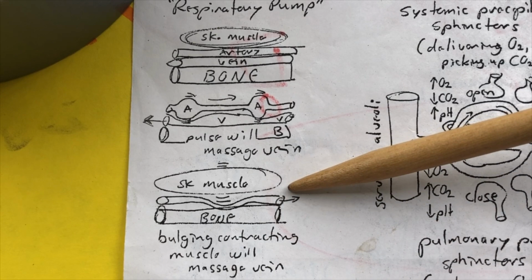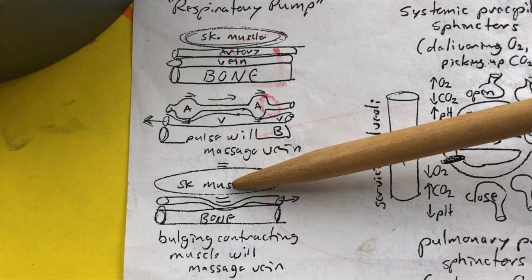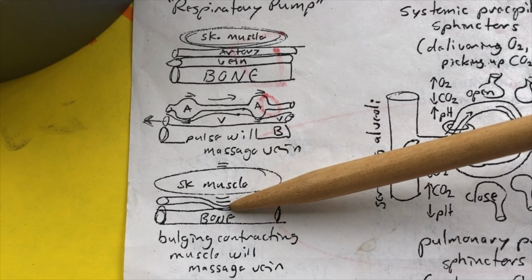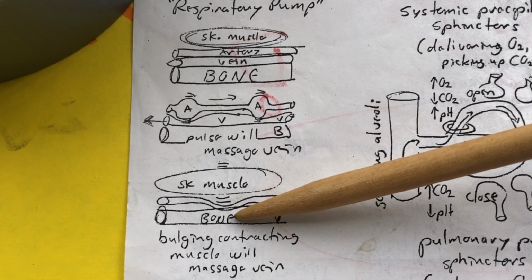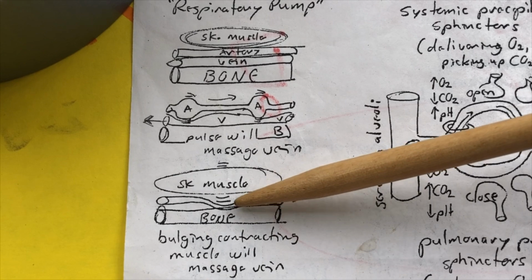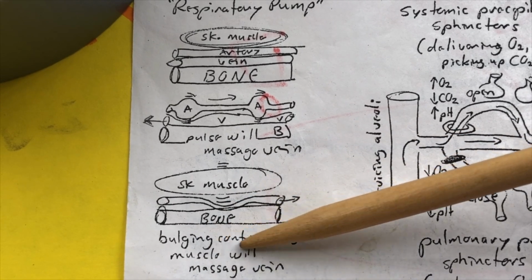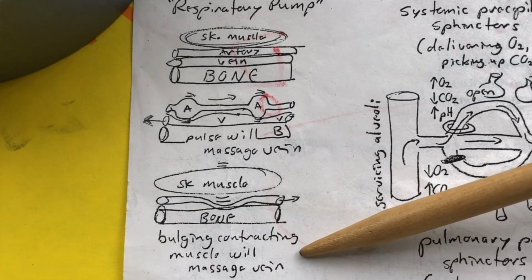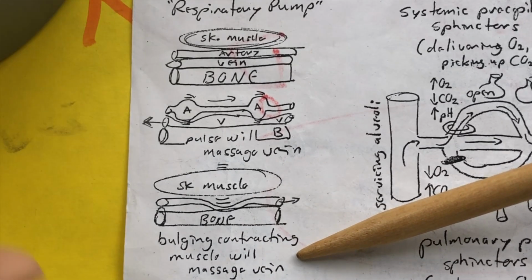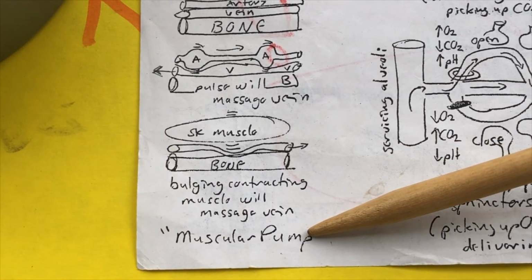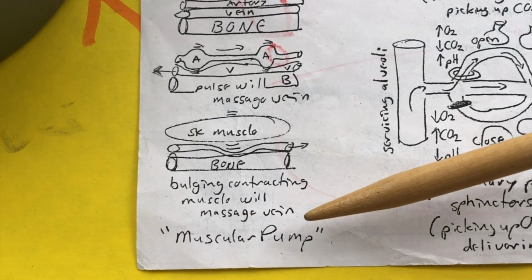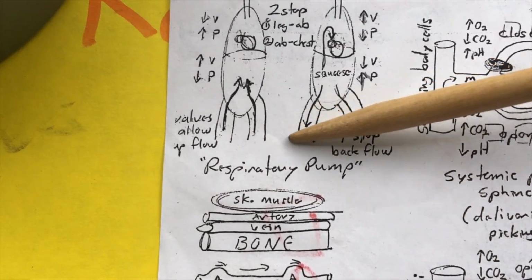But also, when muscles are flexed, it's possible for the bulge of the muscle, as it gets thicker, to push the vein against a hard object such as the bone, and that also creates a pressure. So like it says, the bulging of the contracting muscle will massage the vein, and therefore you have the equivalent of a muscular pump.